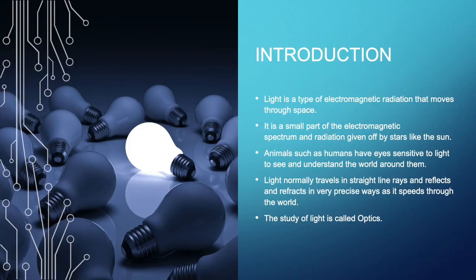Today I am going to be explaining about the light in our lives. Let's go and see them. So first let me introduce about light. Light is a type of electromagnetic radiation that moves through space.